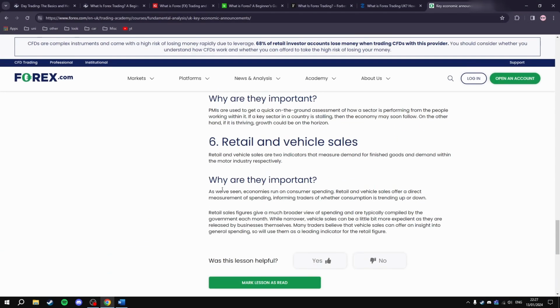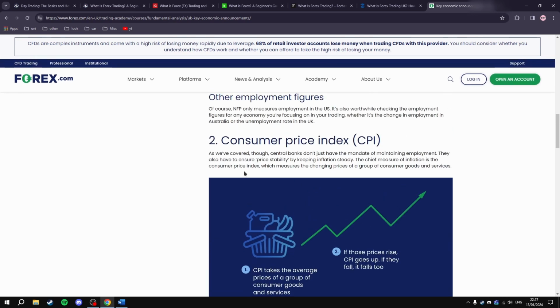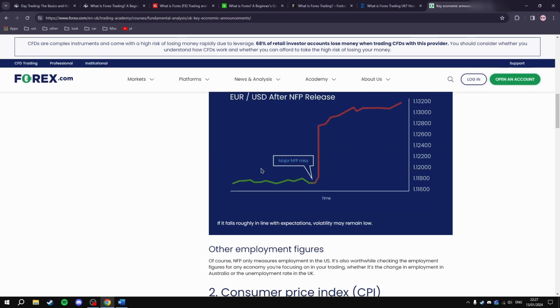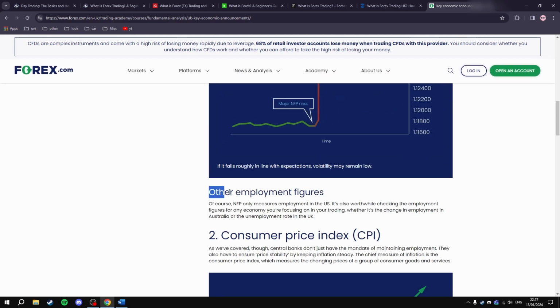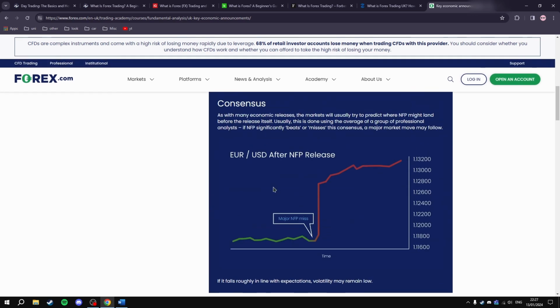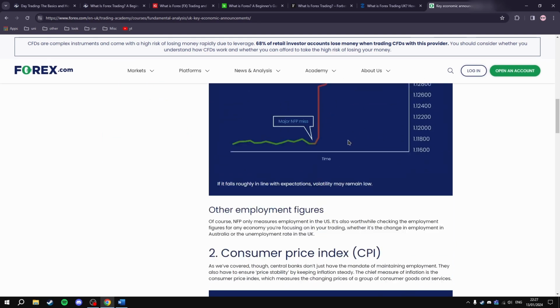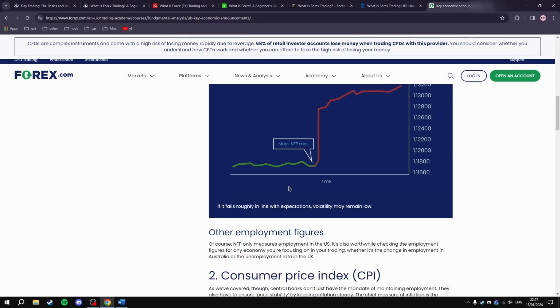Why are they important? Okay, so other employment figures. NFP is worth checking. So we should be looking at the unemployment rate in the UK, or not just the unemployment rate, but an employment report in the UK.